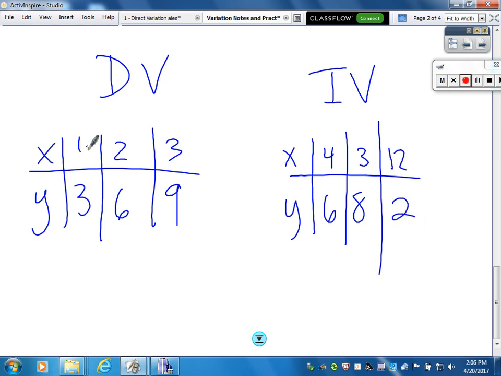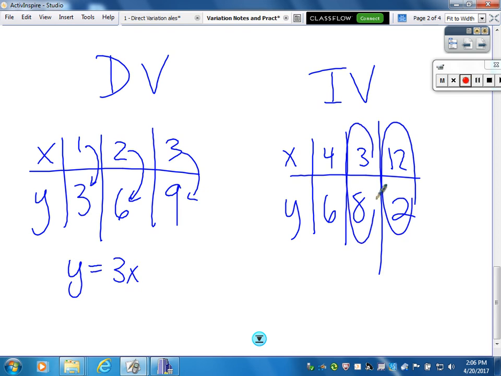Direct variation, the same number multiplies from one to the other. So this would be y equals 3x. This one, they multiply to the same number, 24 in this case. So the equation would be y equals 24 divided by your x. All right, that's it.